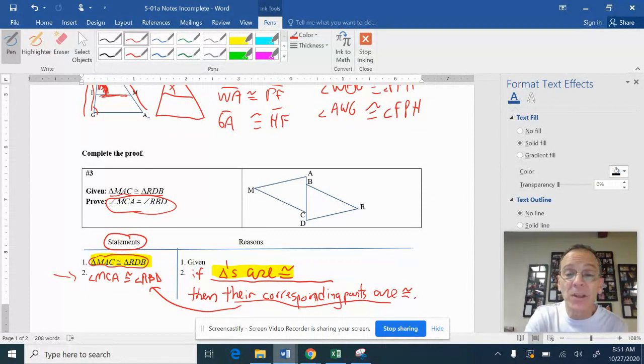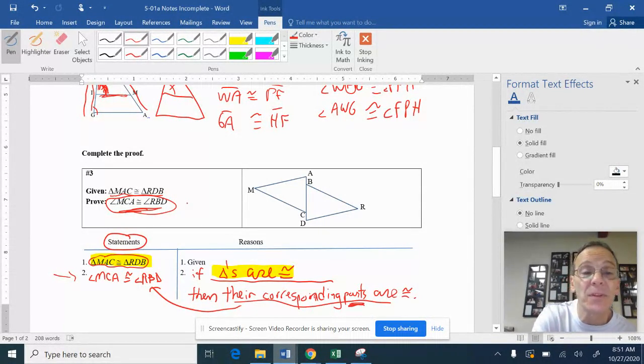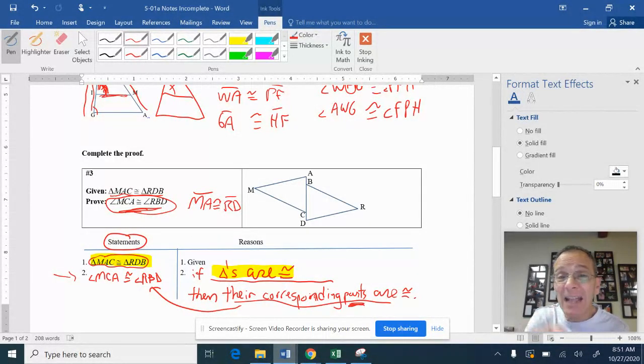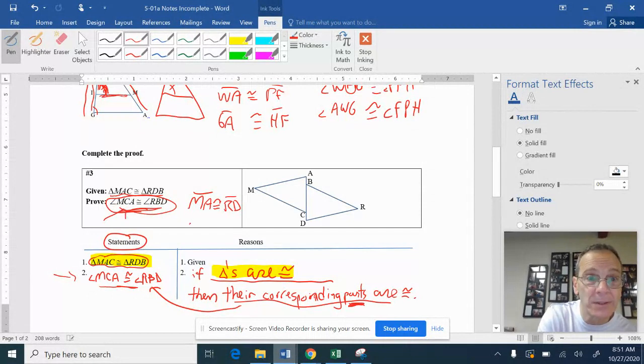Okay? So that word covers me whether I want to prove that 2 angles are congruent, or suppose I had asked you to prove in this problem that segment MA is congruent to segment RD. Okay? Then I could have used this exact same reason, worded this exact same way, because again, the word parts can refer to sides of the triangles as well as angles of the triangles. The only difference is this second statement here would not be this, it would be this, whatever I've asked you to prove. Okay?